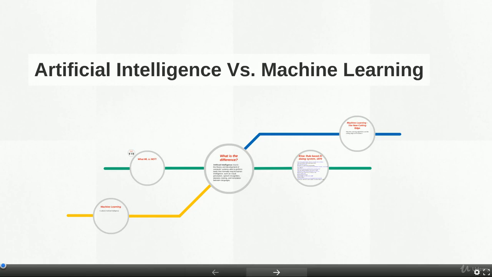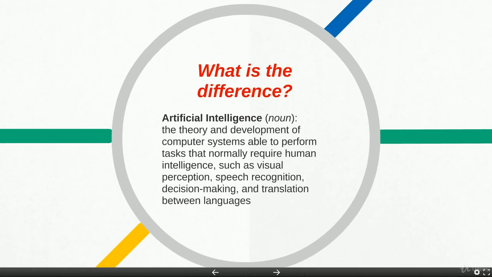This video is going to cover artificial intelligence versus machine learning. What are the differences? Where are there similarities? Hopefully those questions will be able to be answered by the end of this video. So let's get started. What is the difference? How is artificial intelligence even defined?